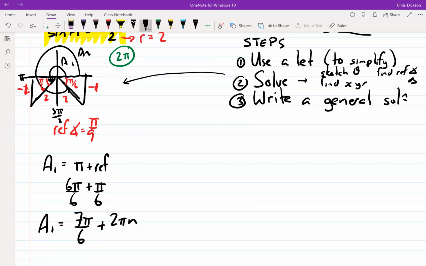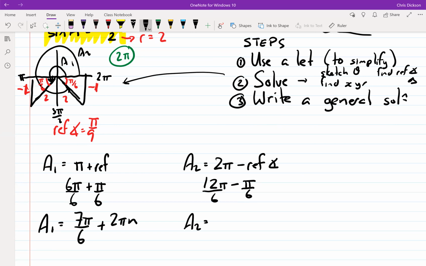And then angle A2 would be 2 pi minus the reference angle. So 2 pi minus our reference angle. So that would be 2 pi minus pi over 6. Once again, common denominators here are 6's. So this would be 12 pi over 6 minus 1 pi over 6 is 11 pi over 6. And then once again, plus 2 pi n here, where n is an element of the integers.